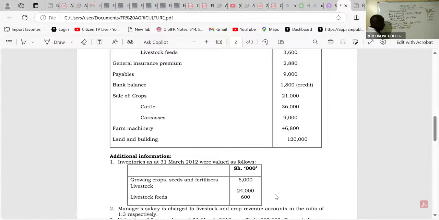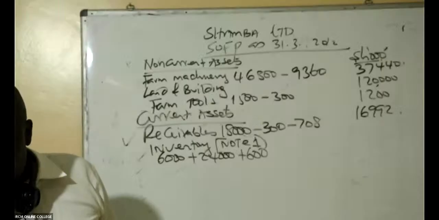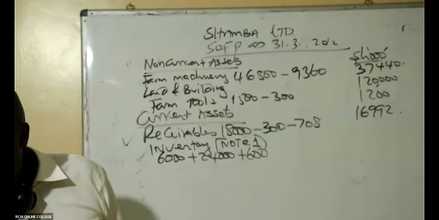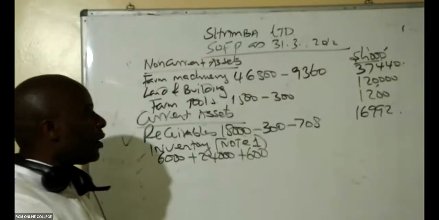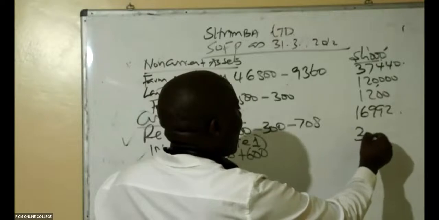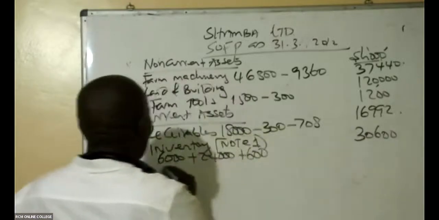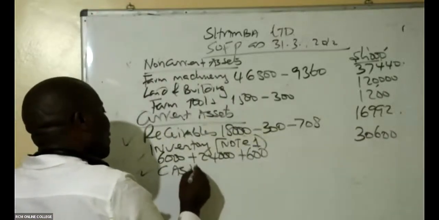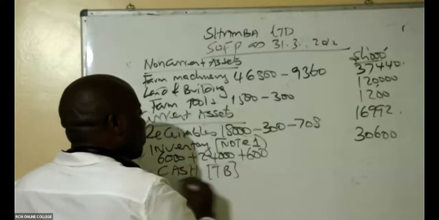So can somebody give us this inventory figure? So inventory, 30,600. And ladies and gentlemen, of course, I have cash. Cash is a current asset in the trial balance.